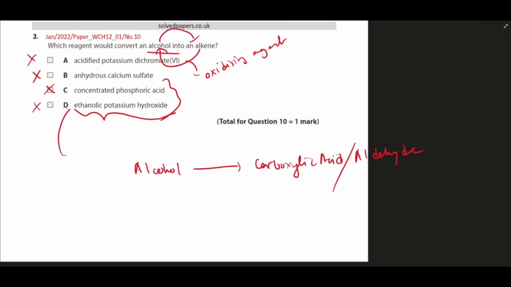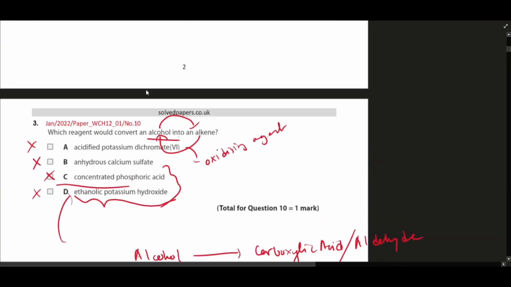So my logic was that D is obviously, according to my previous knowledge, used to convert the opposite, from alkene to alcohol. So the only option left is C, so C is the correct answer. Did you understand? So try to use logic all the time if you don't know the correct answer.